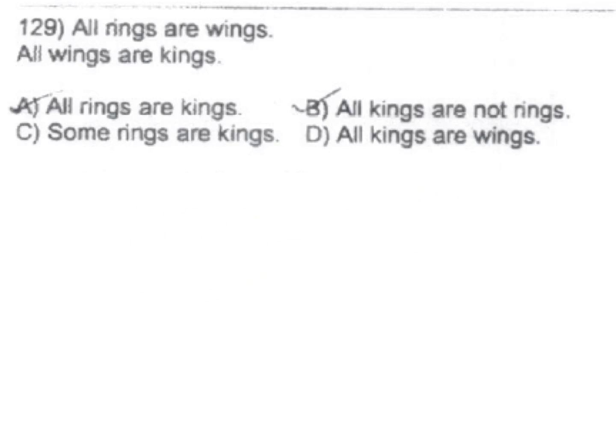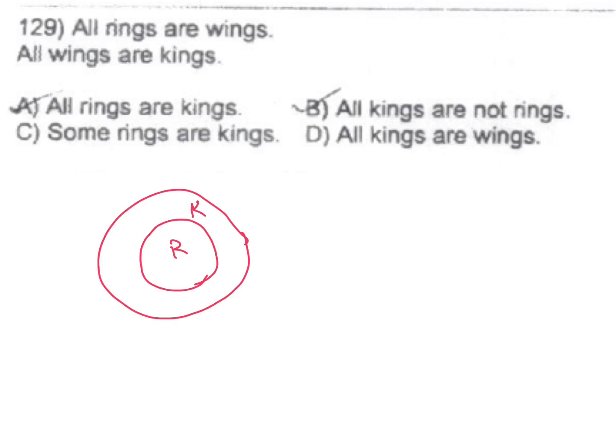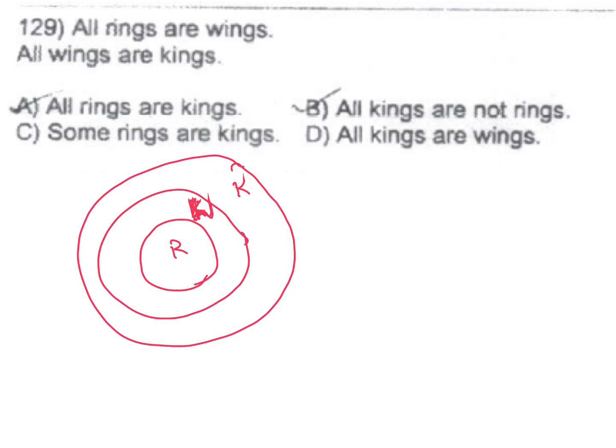All rings are wings, all wings are kings. All rings are wings, this is wing. Then all wings are kings. K is the outermost circle. So from the options we have to check. All rings are kings: ring here, king here. Correct. All kings are not rings, doubtful case, not possible.